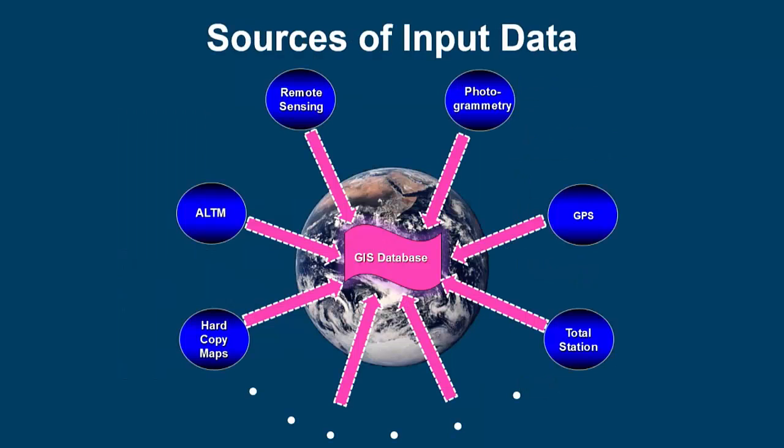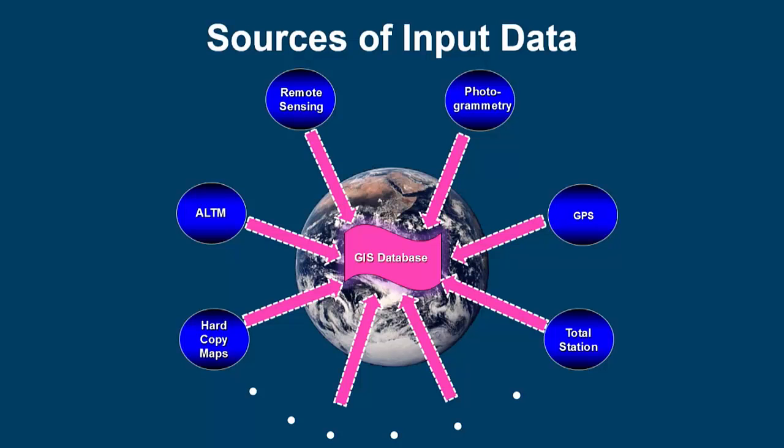So the sources of input data, like I was mentioning in my starting slide: you can take inputs from remote sensing, from hard copy maps, from LIDAR data, GPS, total station, photogrammetry. The sky is the limit. You can take any data because anything on this earth has geospatial coordinates, so anything can be integrated. You can even integrate the census data, which is associated with district, with state, and it can be associated to any taluk. So that way you can link any type of information to a GIS platform.